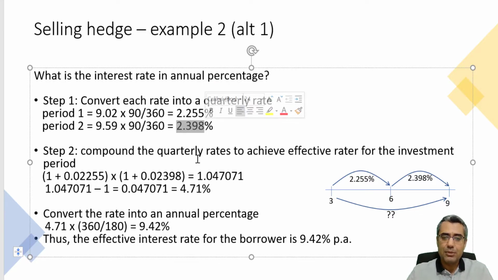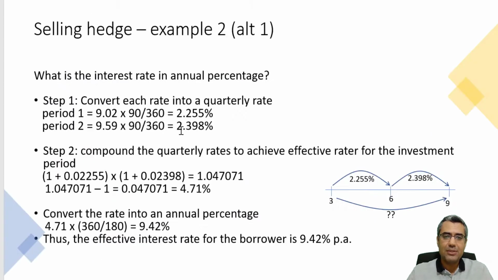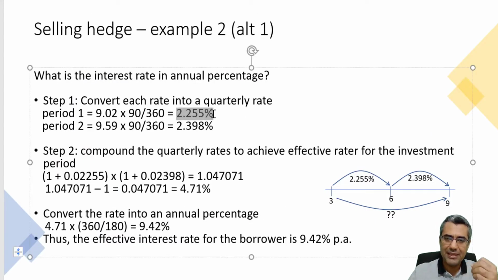This is because the previous one was per year, right? But this is the interest that I'm paying for a 3-month period, right? I just divided them by 4 because it's just for 3 months. So for the first period and second period, I have the interest rate. Now, what is the interest rate for the 6-month period?